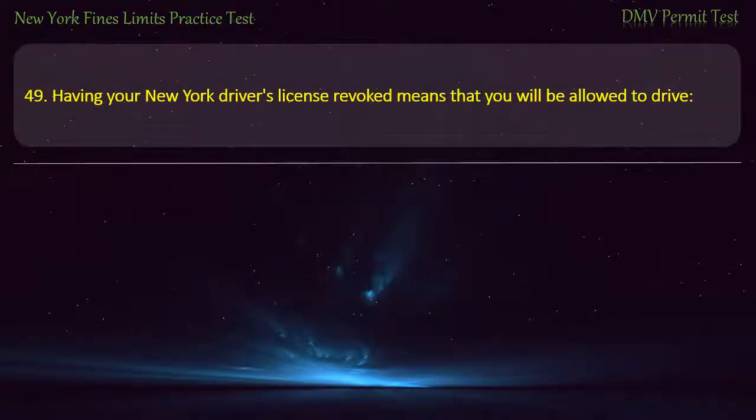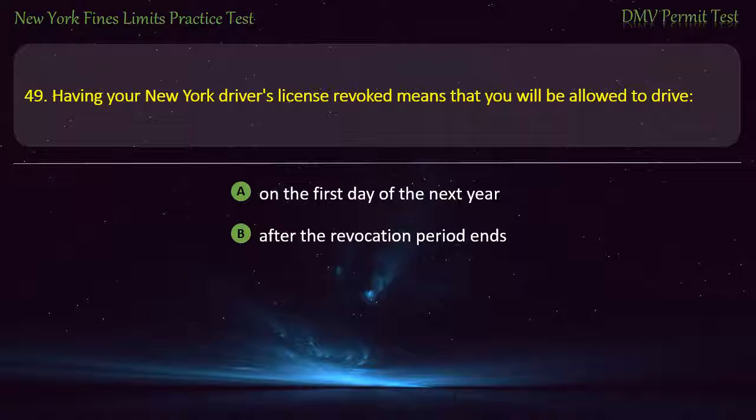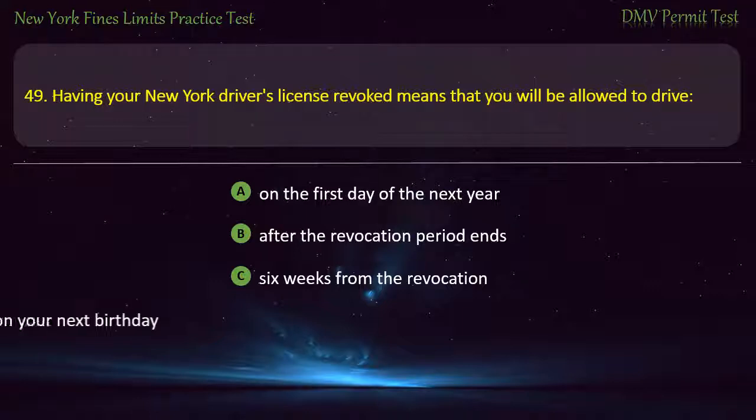Question 49. Having your New York driver's license revoked means that you will be allowed to drive on the first day of the next year, after the revocation period ends, 6 weeks from the revocation, on your next birthday. Answer: After the revocation period ends.